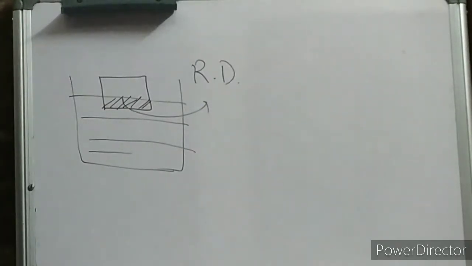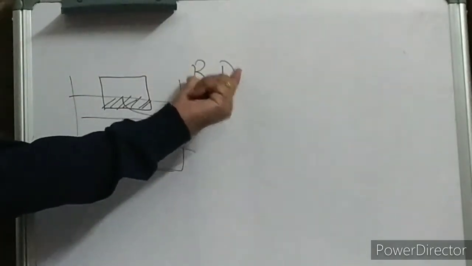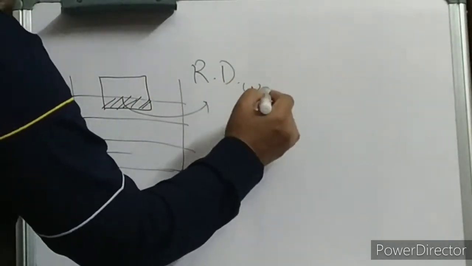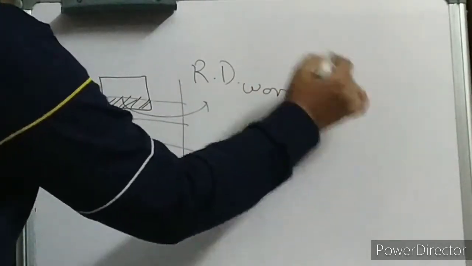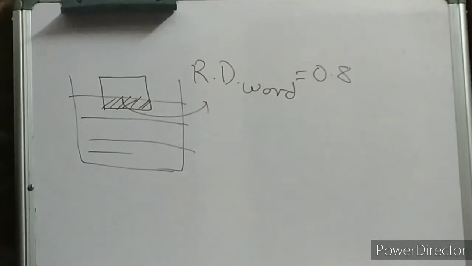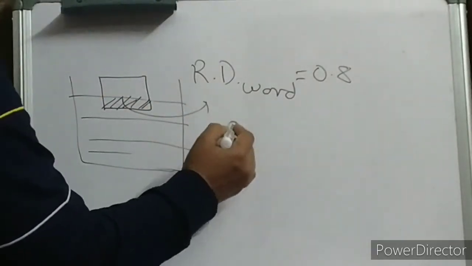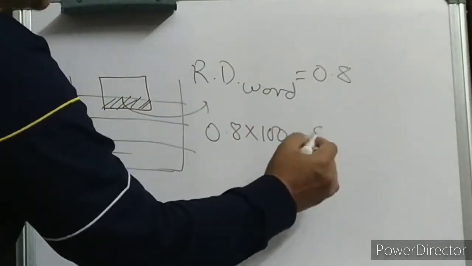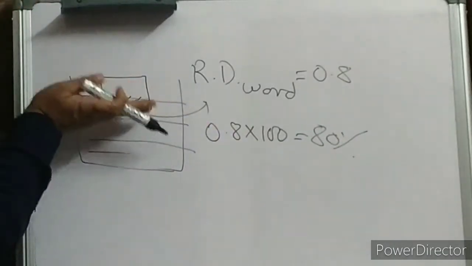With this relative density concept, we can also find out the density of any substance, and it gives a very accurate value, children. Let us try to understand. Suppose this is your wood and the relative density of wood is 0.8. It is given. What does it mean? 0.8 into 100, what is this value? 80%. That means 80% of the wood is submerged in water.